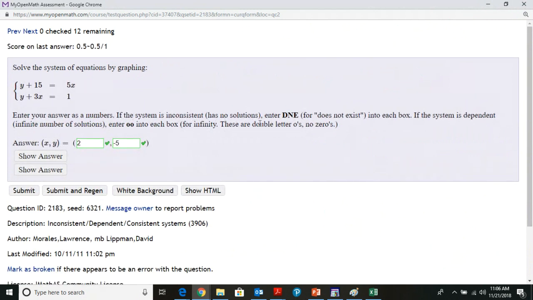And so make sure you read the directions. It says if it was inconsistent, put DNE in each box. So you'll put DNE here and DNE here. If it's dependent, that means there's an infinite number, you would put infinity in both boxes. And you can type double O to get the infinity, or there is the symbol right there, and there's the DNE. So if it had been dependent, you would have put this as your answer. If it had been the other, then you could have just put the DNE.